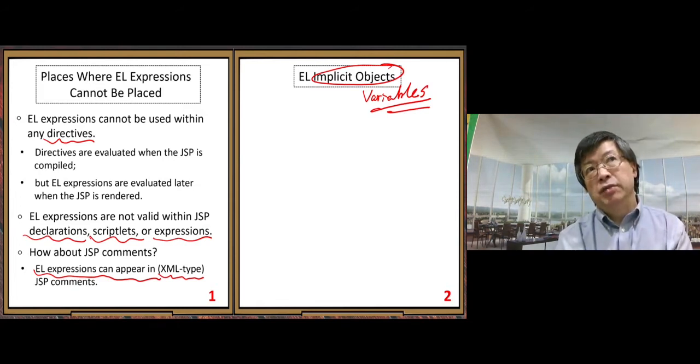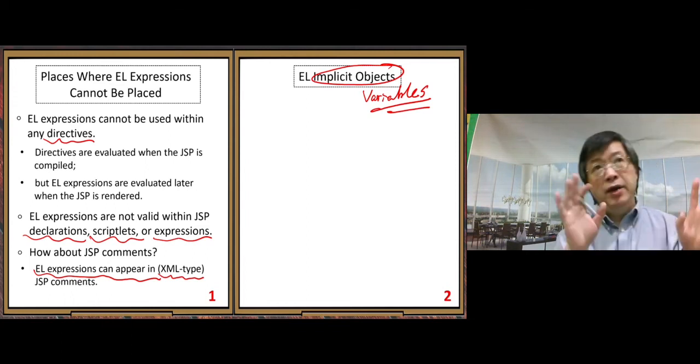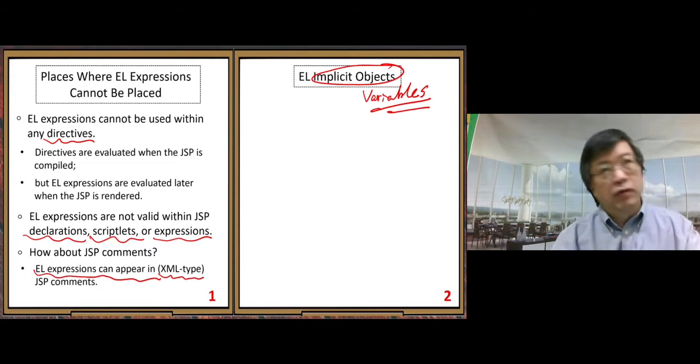The information you can get from variables is not as rich as from objects, because there is some uncertainty there. Anyway, you just know this. When people talk about implicit objects, implicit variables, you know what concept they are talking about.